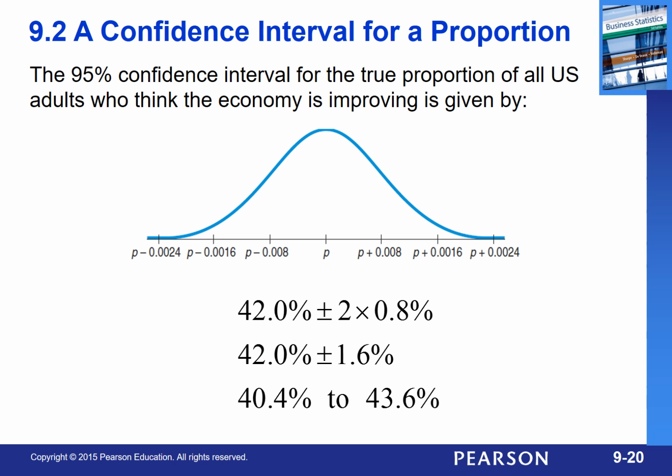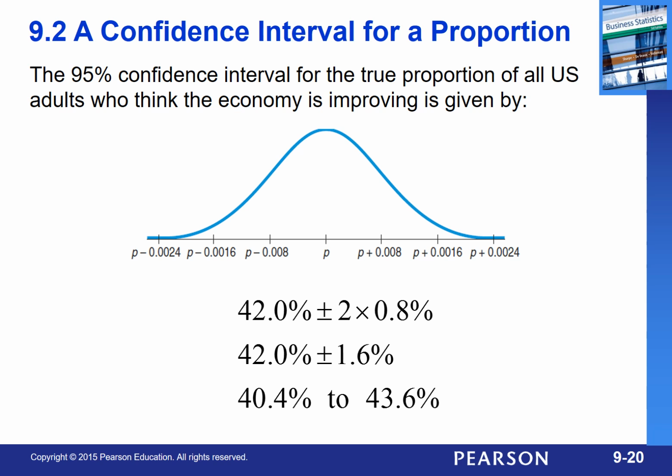So I'm going to take P hat, which is 42%, and add 2 standard deviations to it. So 42% plus 2 times 0.8%, 2 standard deviations. That's 1.6%, so I'm going to add and subtract that and get a range from 40.4% to 43.6%. This is going to be our estimate.